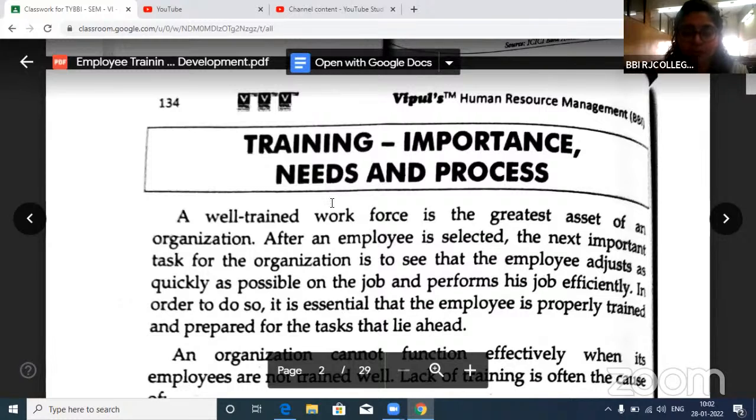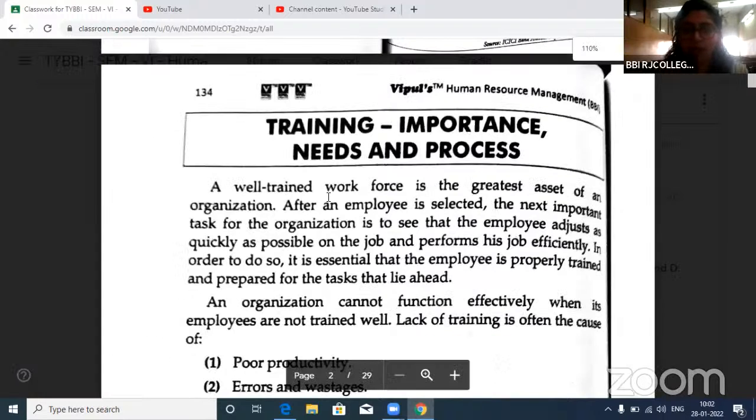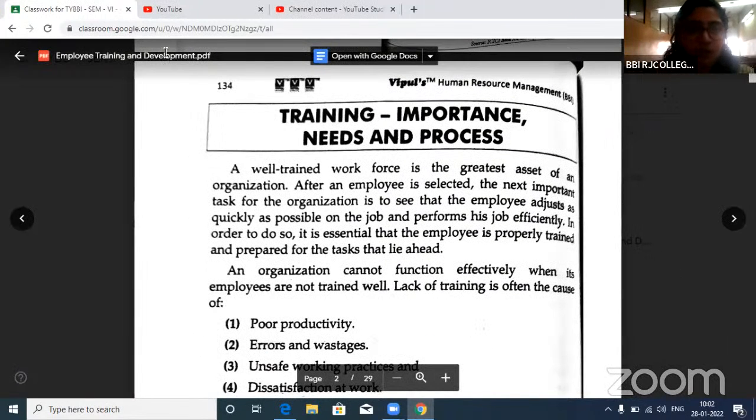Just a minute, let me minimize. I hope the document is visible clearly, everyone.